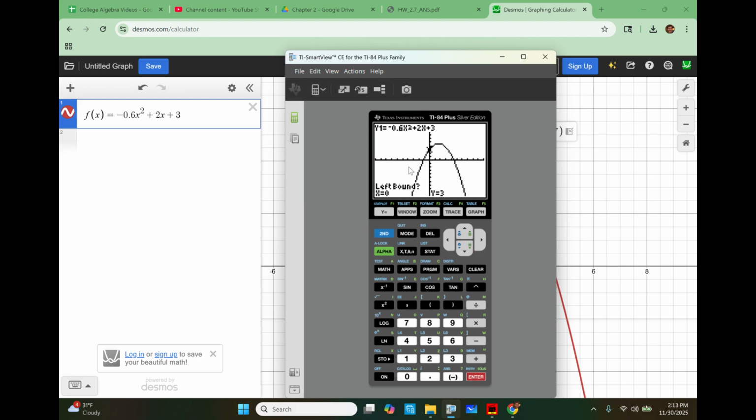Now it's going to ask some questions, saying left bound, and it has my cursor over here, so I'm going to move left and right. As long as I'm to the left of that max, I'm going to hit enter, and then scoot it over to the right and hit enter, and then my guess is going to be up here. Now I hit enter, and that's my maximum value. There's my y value, and then I can use this x interval to find when it's increasing and decreasing.